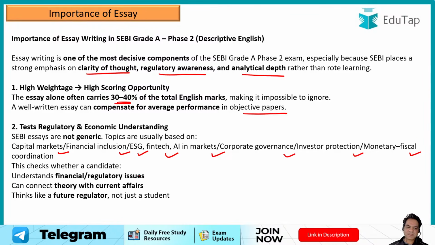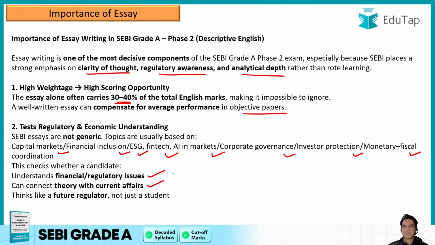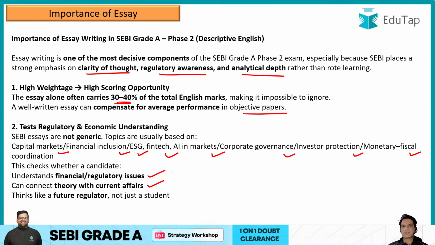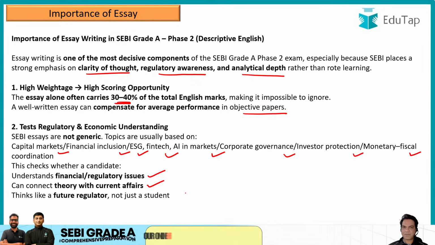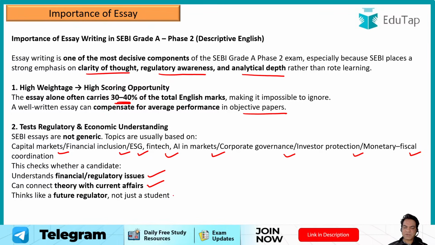Now this checks whether a candidate understands the financial and regulatory issues pertaining to the topic. Can the student connect theory with current affairs? Are you able to present your thesis on the basis of what you have learned, and not just on the basis of your opinions? Your answers should not be opinionated; they should be factually correct, and full of important information and data points, so that you can show that you are well read and well prepared. They basically test whether you can think like a future regulator and not as a student. This is what they look for, guys.